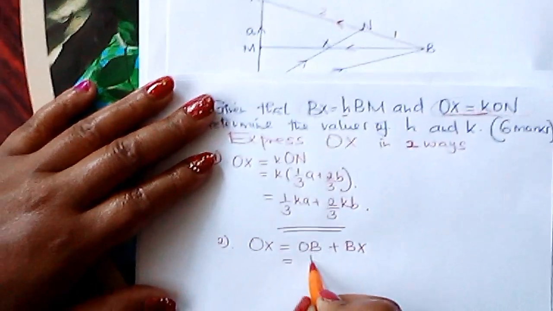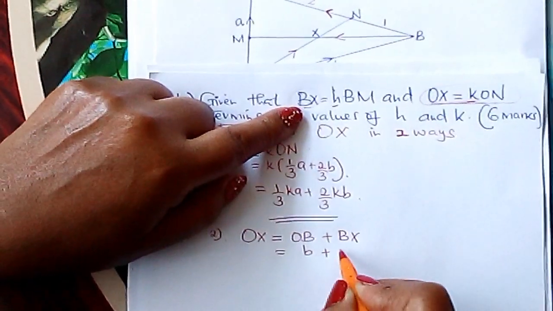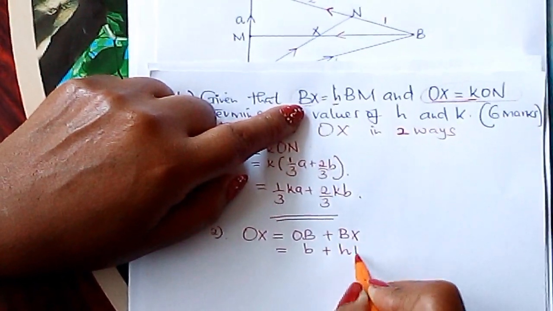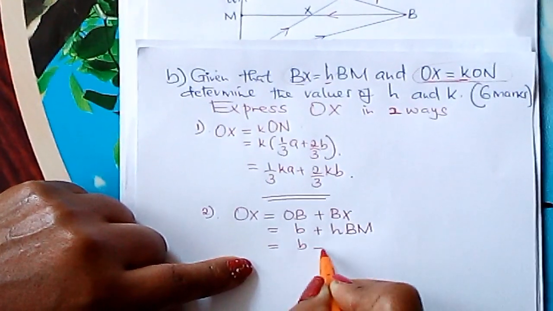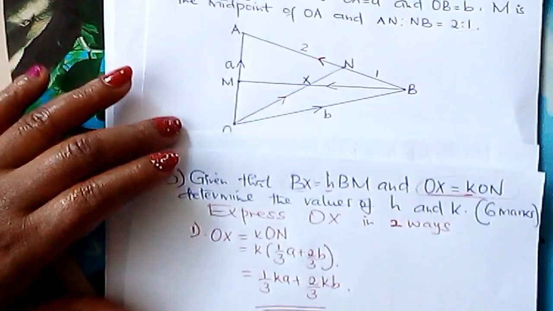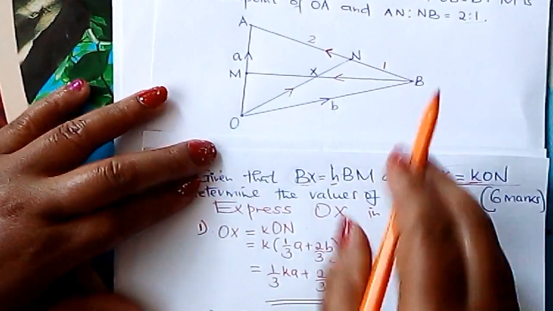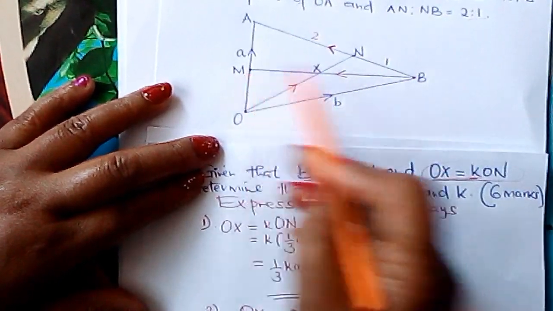So we come and say this is small b plus what? Our BX, learner, is H of BM. And therefore this gives you B plus H of what? What is your BM? Again, you go back to the diagram. You look for BM. Here we have the BM here.